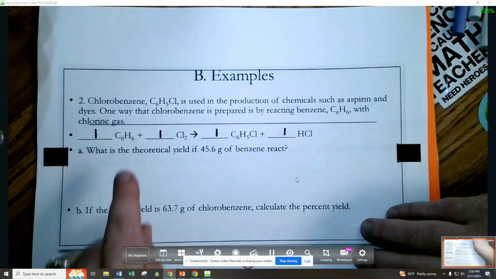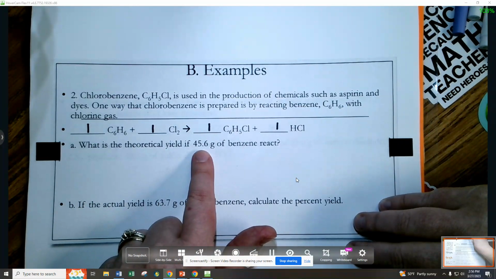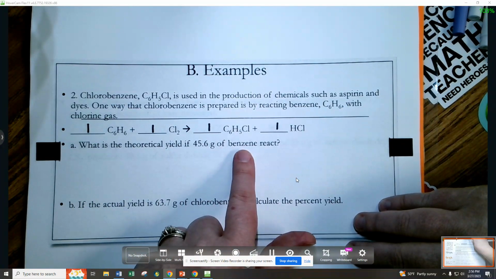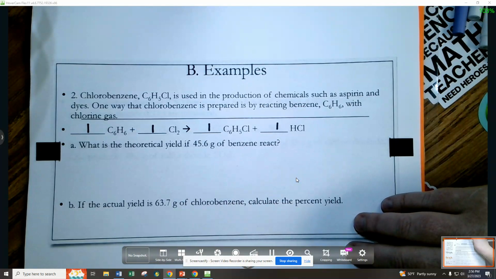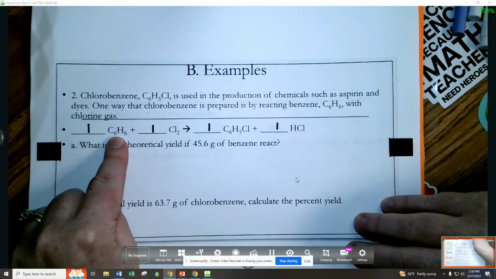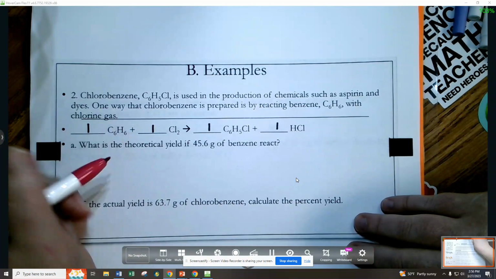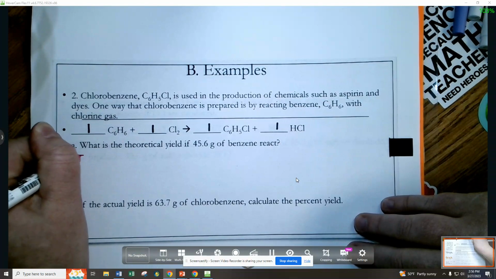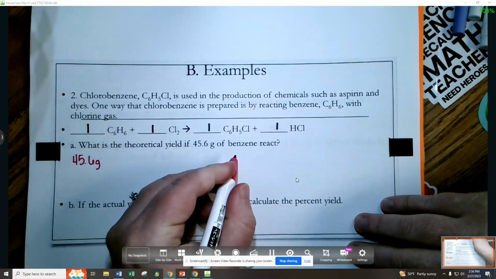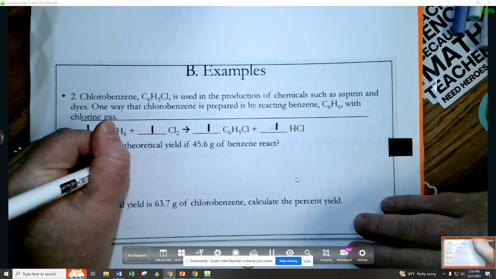Okay. Here, it's asking what is the theoretical yield if 45.6 grams of benzene reacts. So what we're looking at is, according to the mass-to-mass conversion, if we put this much of this reactant through, how much of this product can we make? And so this is where it becomes a mass-to-mass. So we're going to go ahead and start with 45.6 grams of benzene, which, they tell us up here, is C6H6.